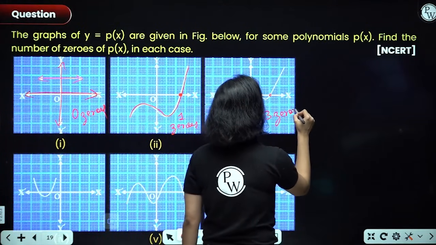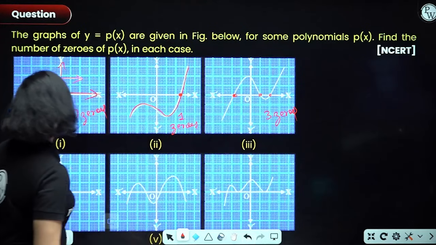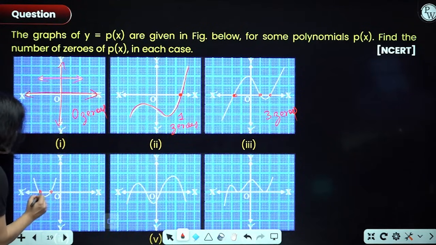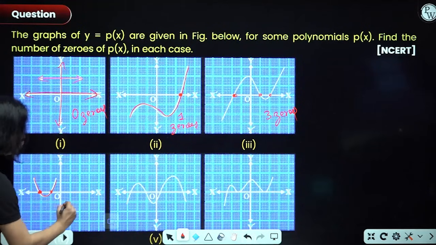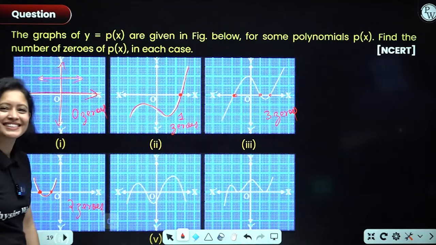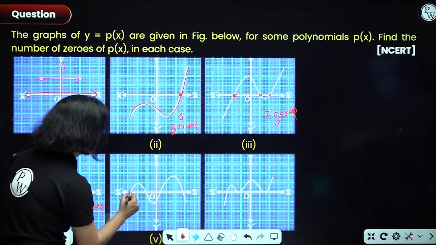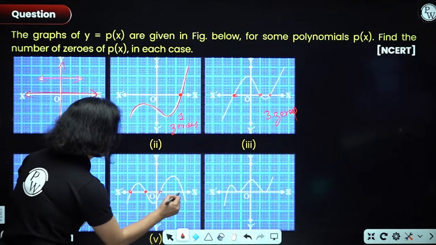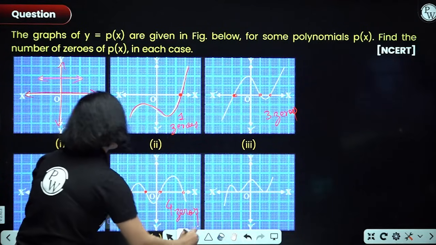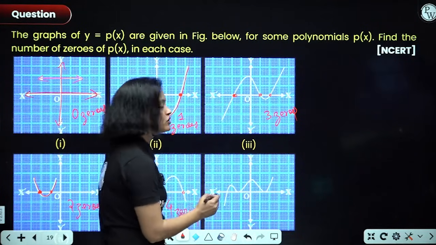3 zeros guys. Okay, here in this one you can see that there are 2 points of intersection with the x-axis. This is the graph, right? So you will say 2 zeros. Here, how many points of intersection with the x-axis? 1, 2, 3, 4. 4 zeros guys.